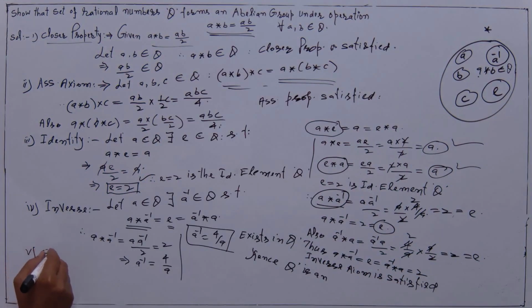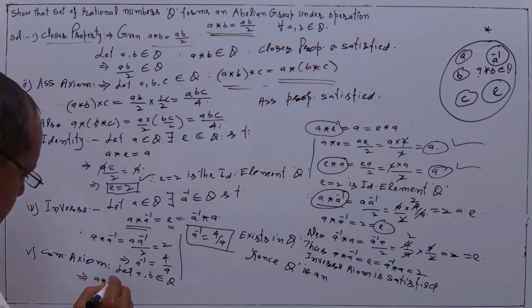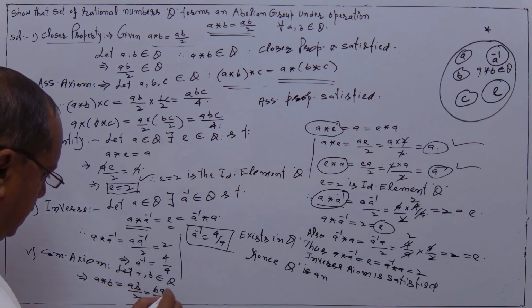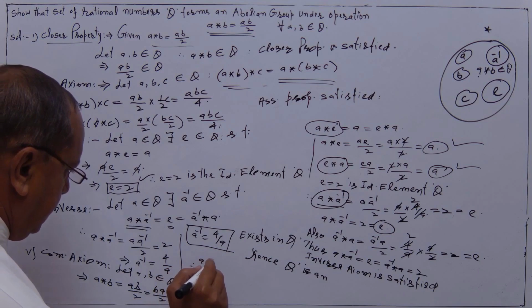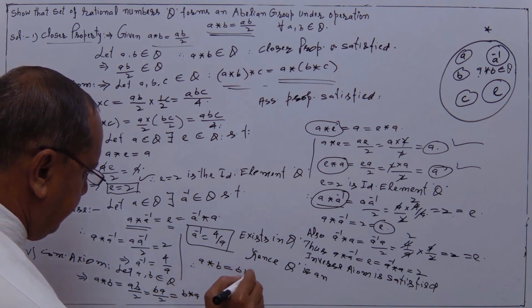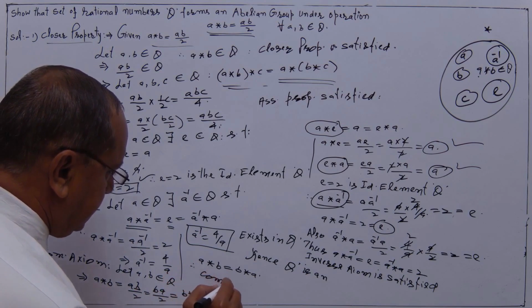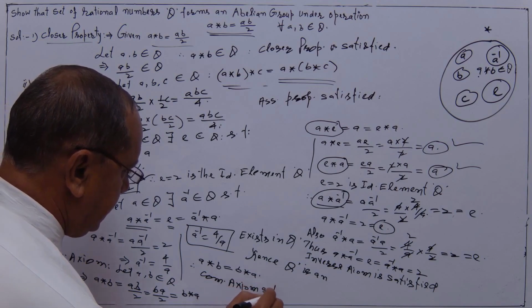Number fifth is commutative axiom. Let A, B belong to Q, which implies that A star B is equal to AB upon 2 and which is equal to BA upon 2 and which is equal to B star A. Therefore, A star B is equal to B star A. Thus, commutative axiom is also satisfied.